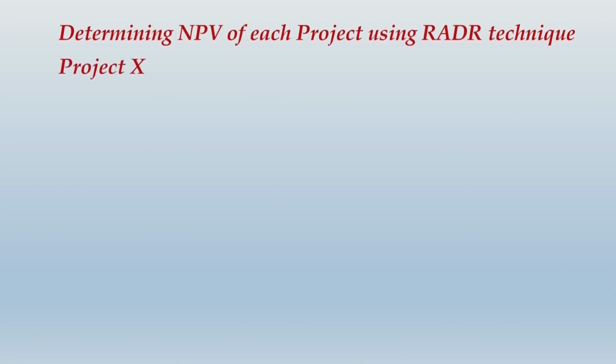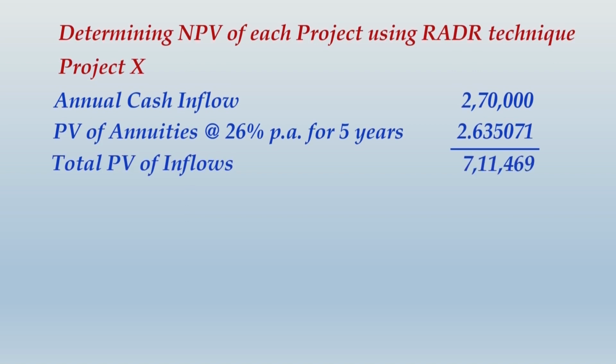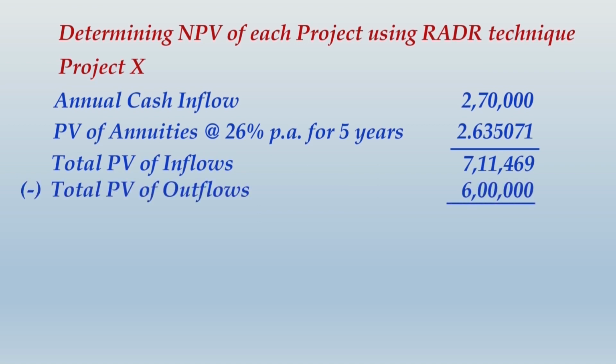Let us move ahead and look into what is the NPV for each of the 3 projects one by one, beginning with project X. The annual cash inflow is given to you as 2,70,000. Annuity factor at 26% for 5 years would be 2.635071. Multiplying this, what you get is total PV of inflow as 7,11,469. Subtract total PV of outflow, which is 6 lakhs. What you get is 1,11,469.